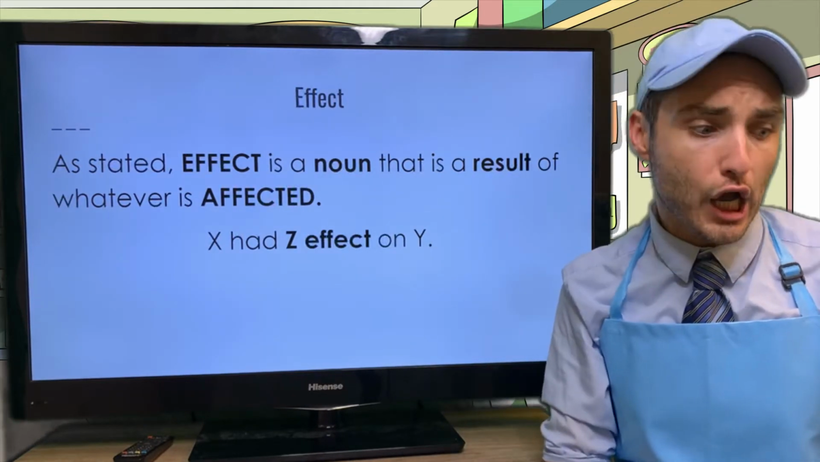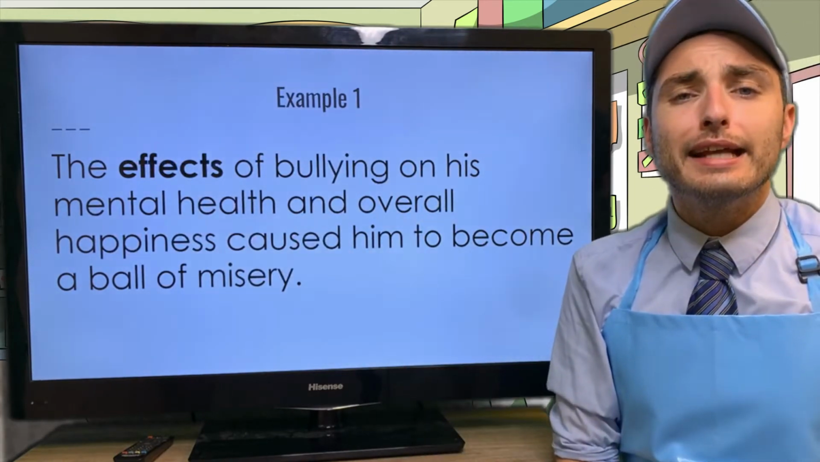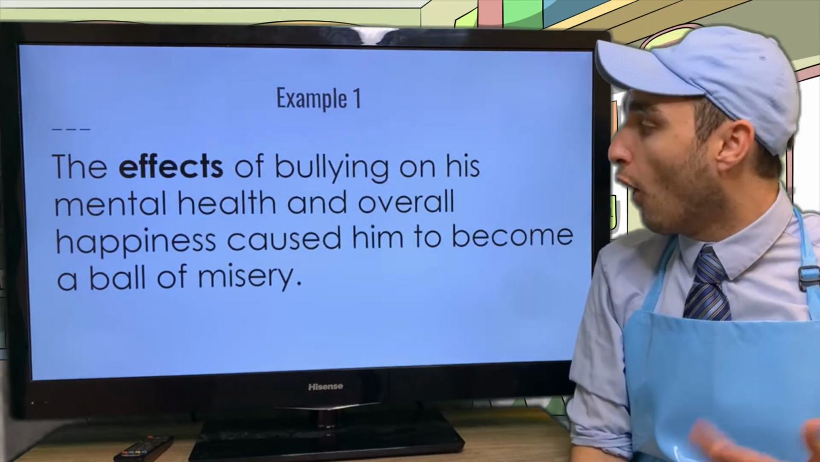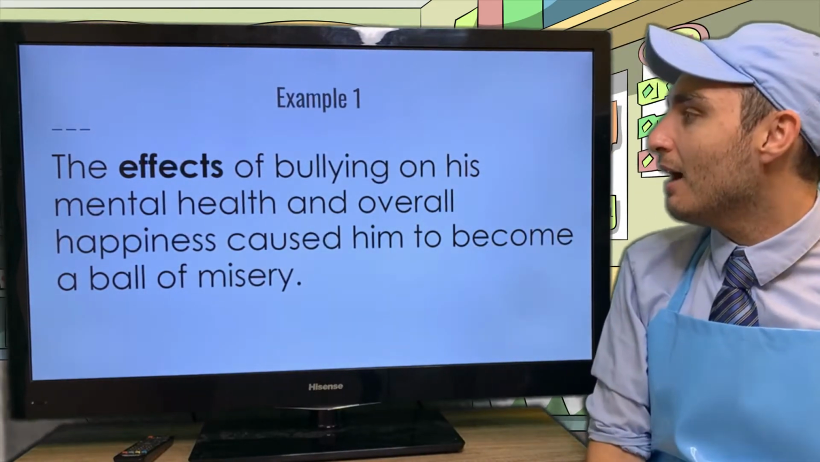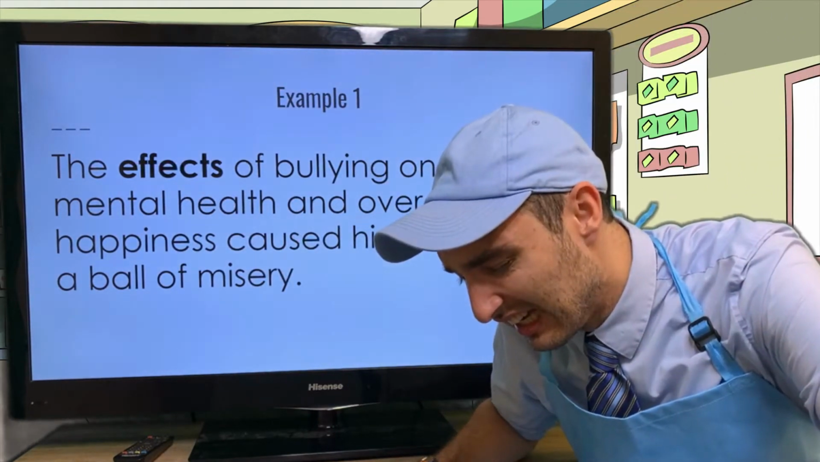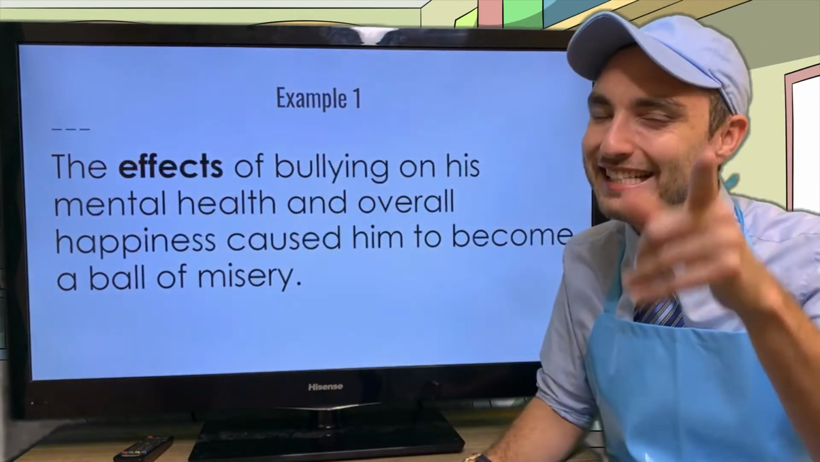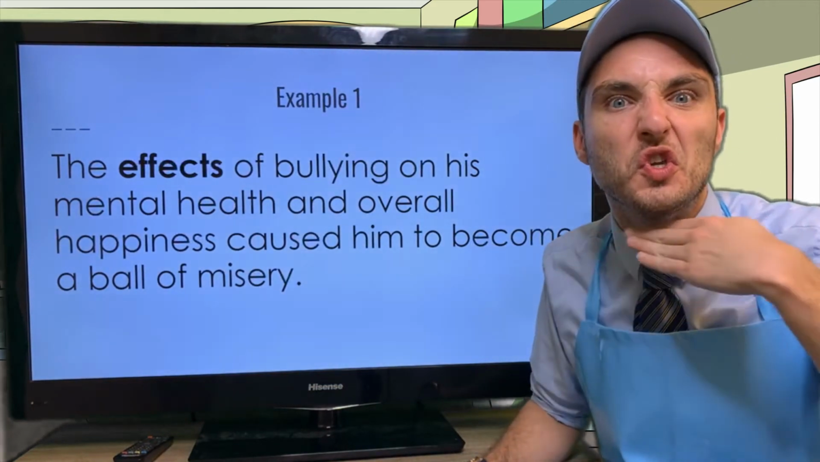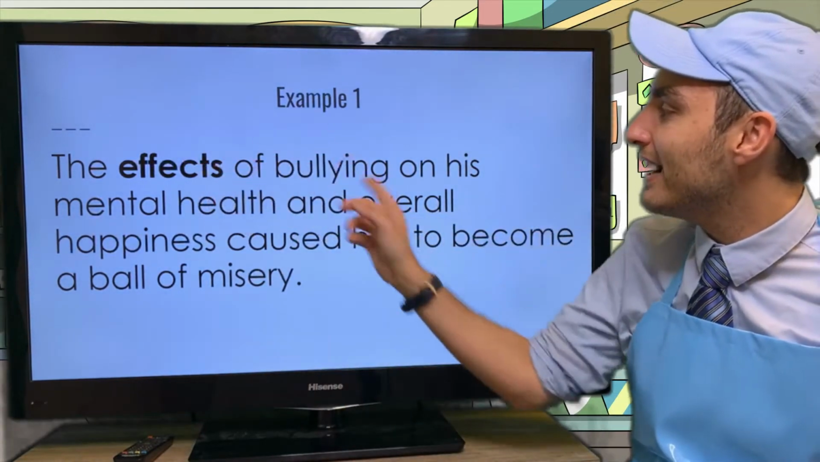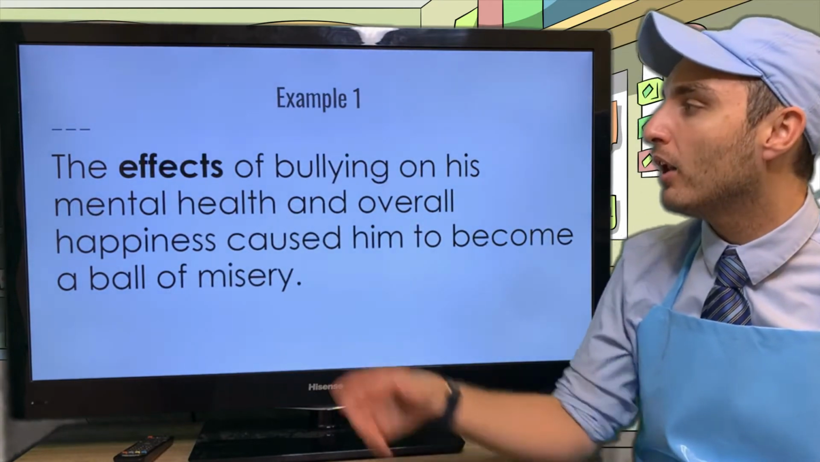Let's go ahead and take a look at a couple of examples. Example 01. The effects of bullying on his mental health and overall happiness caused him to become a ball of misery. Okay. One, kids, don't bully. Don't do it. We all have enough problems. Secondly, we could see that the effects of the bullying on his mental health and overall happiness caused him to be a ball of misery.